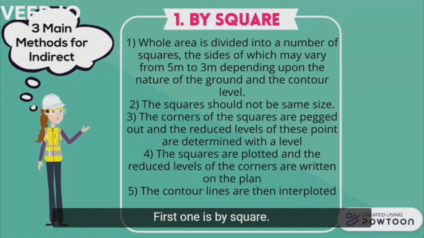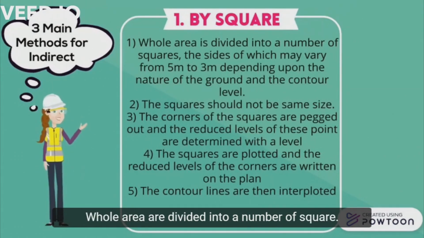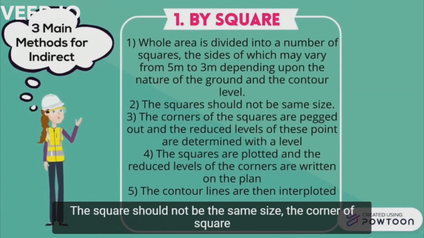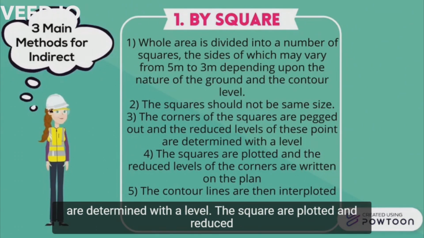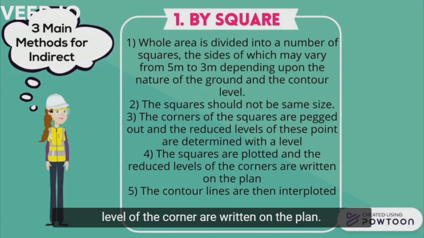First one is by squares. The whole area is divided into a number of squares. The squares should not be the same size. The corners of the squares are pegged out and the reduced levels of these points are determined with a level. The squares are plotted and the reduced levels of the corners are written on the plan. The contour lines are then interpolated.